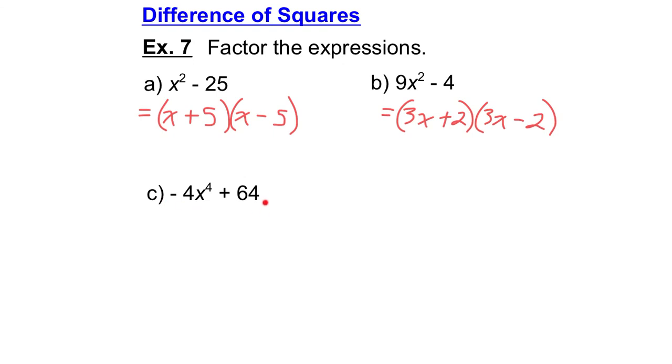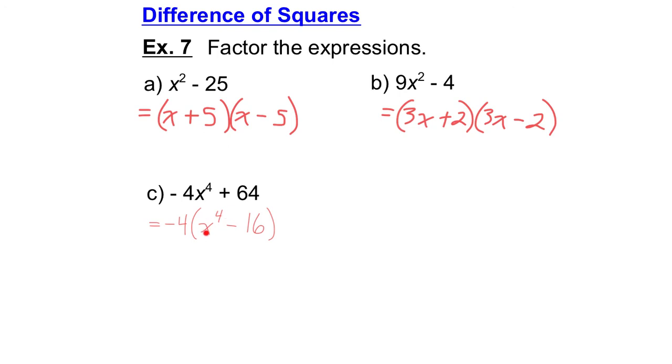Now this last one, it's a little bit different. Always be on the lookout for common factoring. Okay, so if I look at this, minus 4 is actually the greatest common factor. So if I factor out minus 4, that means my other factor is x to the exponent 4 minus 16. Now look at this. In the brackets here, there's a difference. Are these square numbers? Well, we know this is 4 squared.